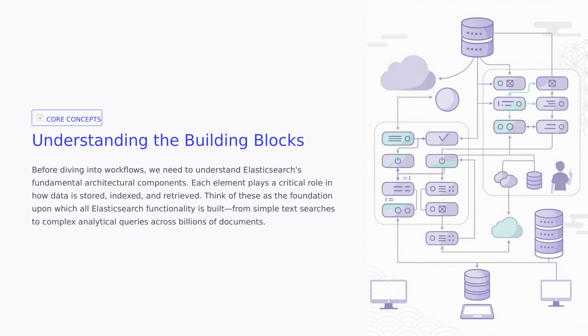What are the fundamental architectural components that underpin Elasticsearch's functionality? These building blocks are the backbone of data storage, indexing, and retrieval processes. Picture them as the essential foundation supporting everything from basic text searches to intricate analytical queries across vast document collections. Let's break down these core concepts to unlock the power of Elasticsearch.